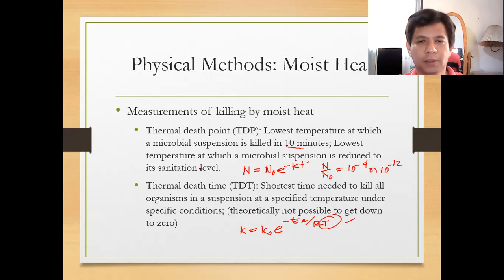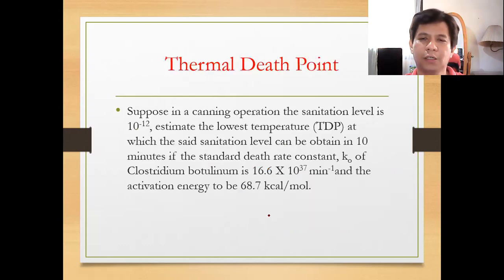So let's try to do some calculation of thermal death point and thermal death time. So start muna tayo sa thermal death point. Suppose in a canning operation, the sanitation level is 10 to the negative 12. You need to estimate the lowest temperature, this is your TDP, at which the said sanitation level can be obtained in 10 minutes. If the standard death rate constant, K sub O of Clostridium botulinum, is 16.6 times 10 to the 37 per minute, and the activation energy to be 68.7 kilocalorie per mole.